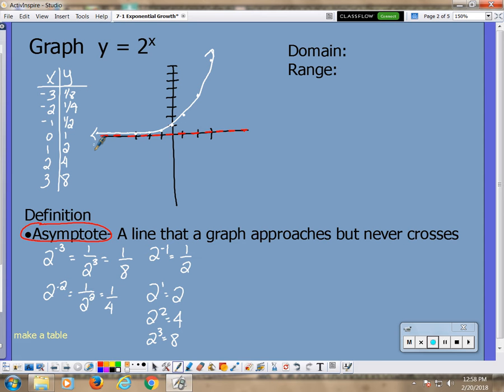So what's my domain? Well, I can plug any number I want in for x. So my domain is all real numbers. But let's look at my range. If you notice, there is nothing down here below the asymptote, below 0. So my range is going to be that y has to be greater than 0. Not equal to, just greater than 0. My y's will all be above that axis.